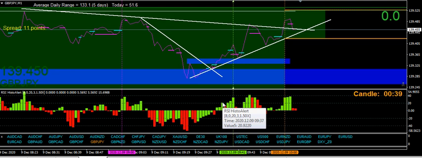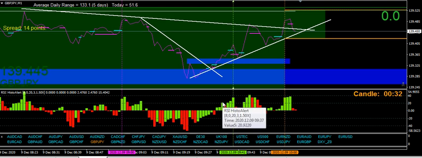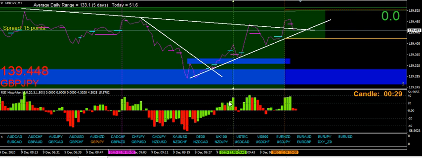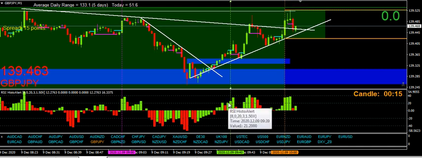Oops, 20.092. Was that the trigger? No. Oh yes, it was. Hang on. 21. Double check. 21. Yeah. So my eyeball suggested that probably wasn't the right level, but it is. So that was the entry about there on the new candle, that low there.